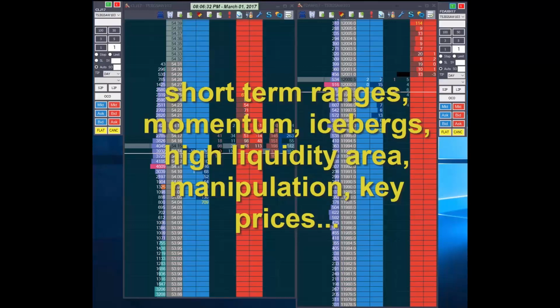You pay attention to areas, for example, where the bids get pulled, the market ticks down, but then immediately ticks back up. So you're looking for that manipulation. You pay attention to key prices, such as a revisit to the daily high.